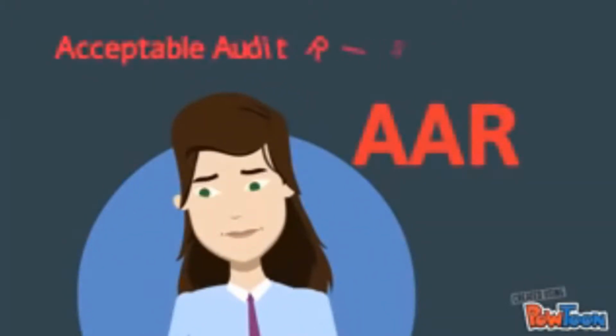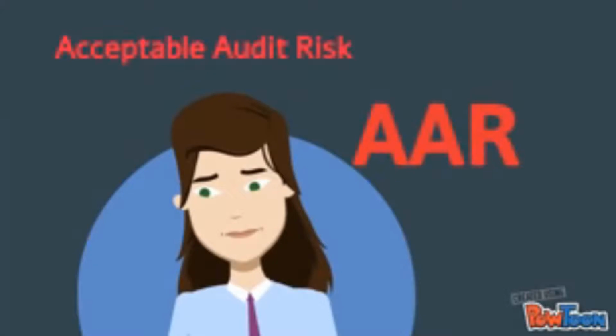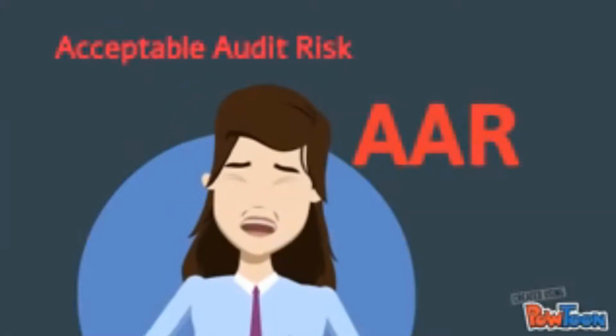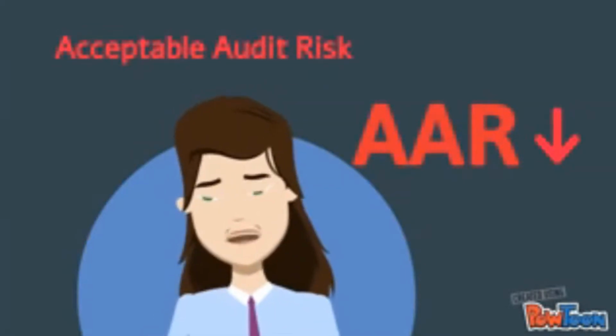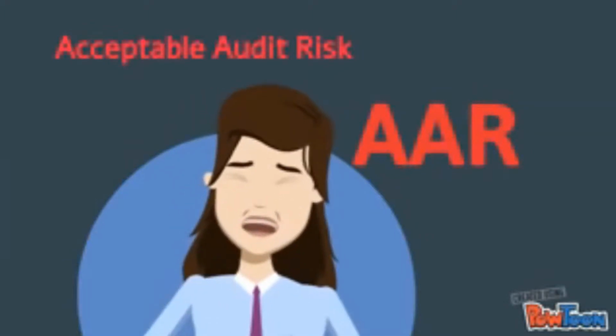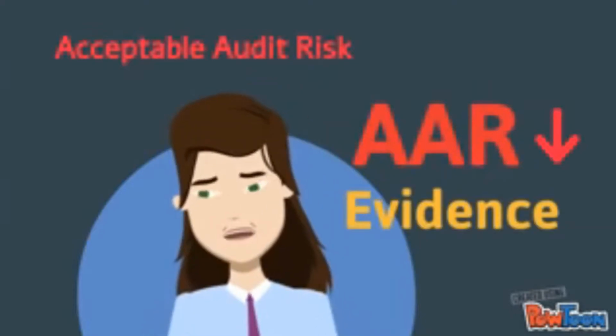Next, we proceed with the definition of audit acceptable risk. AAR is a measure of how willing the auditor is to accept that the financial statement may be materially misstated after the audit is completed and an unqualified opinion has been issued. It has an inverse relationship with evidence. As AAR decreases, evidence will increase.